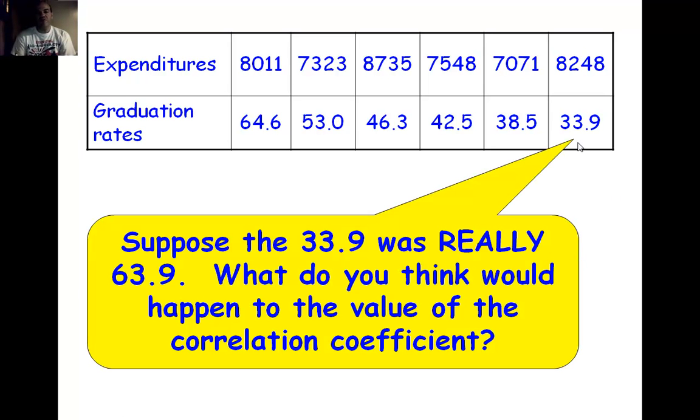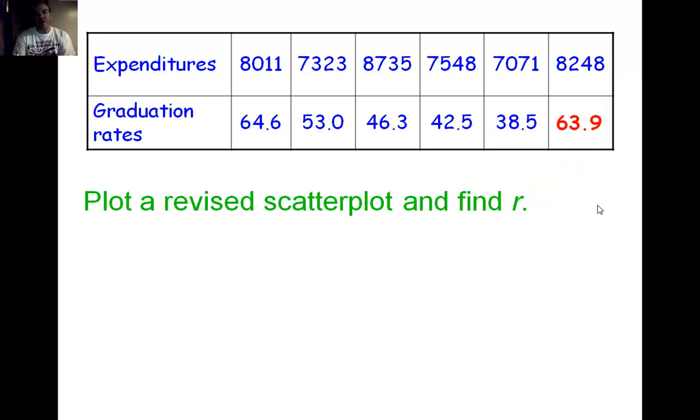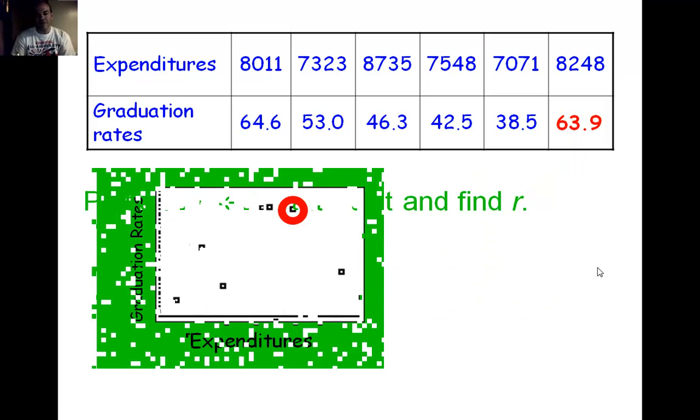Now suppose that one of our values here, this 33.9, was really 63.9. And so we ask what might happen to the value of the correlation coefficient. It's not that we would purposely change it, but what if that value instead was actually 63.9 in the real data set? And so we do a scatter plot again.